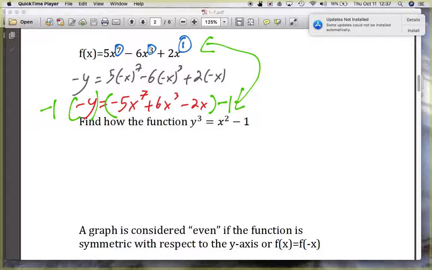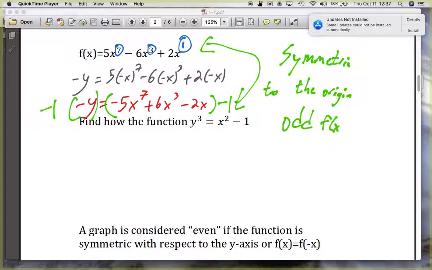It's a good word, right? In this case, when they're all odd, it's actually symmetric to the origin. This is also what we'll call an odd function, but I'll talk about that more in a second. There's a real easy way to tell it's an odd function, but like I said, we'll get to that in a second.